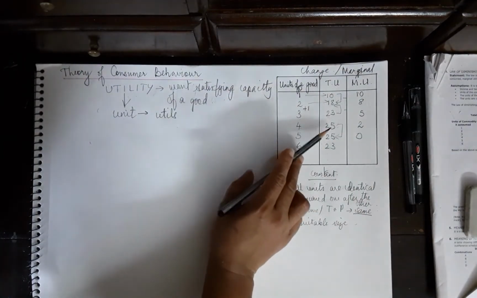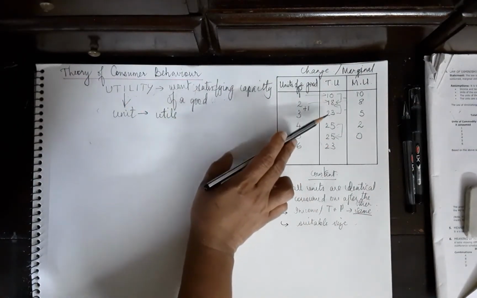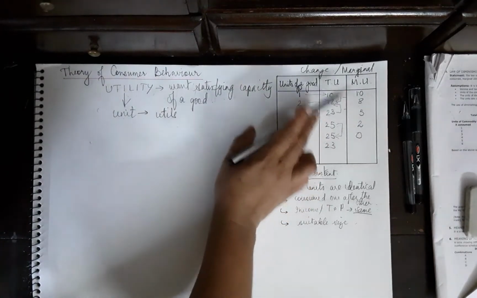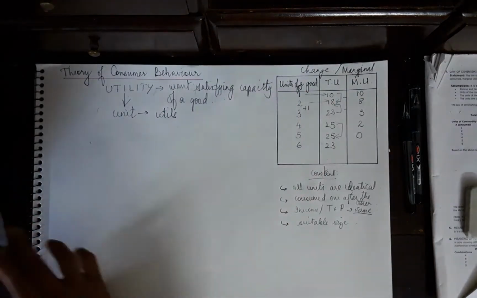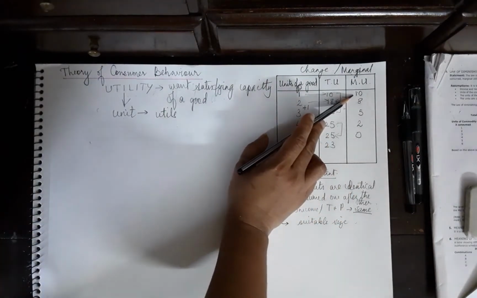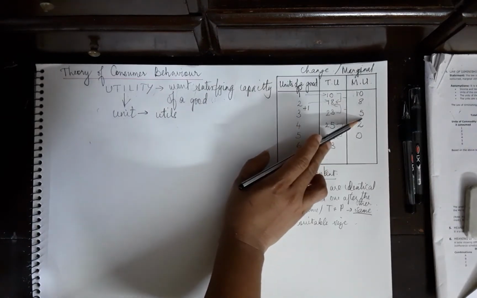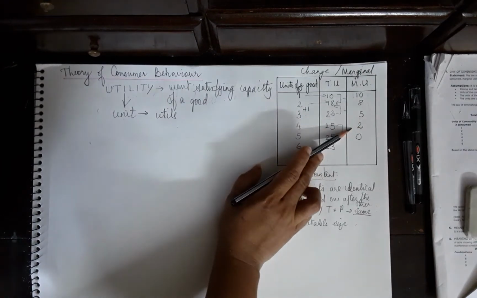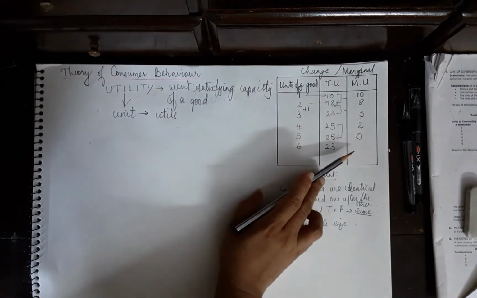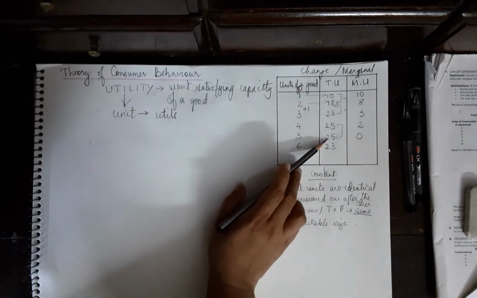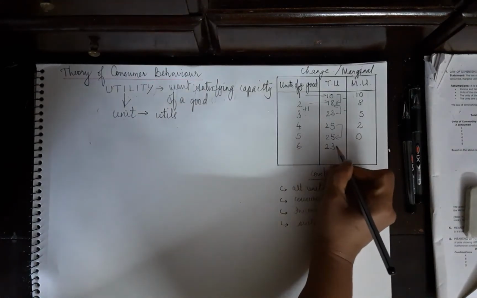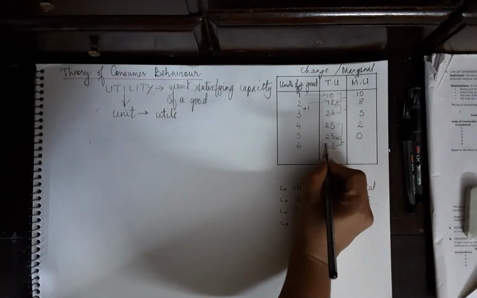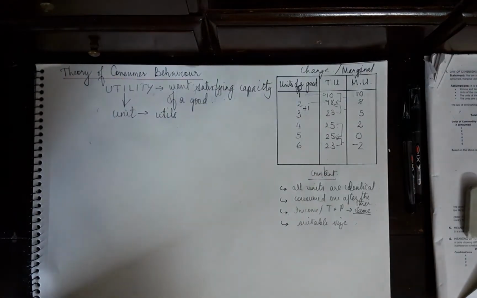The total utility is increasing. We can see 10 to 18, 18 to 23, 23 to 25, very well increasing. But at what rate it is increasing is told to us by marginal utility. So see, here it is increasing by 10 first, then it is increasing by 8, then by 5. So the rate at which it is increasing is decreasing. Then it is increasing by 2, then it is not increasing at all. Then at the 6th unit, total utility is actually decreasing. So what is 23 minus 25? 23 minus 25, sign of the bigger number. So it is negative 2.